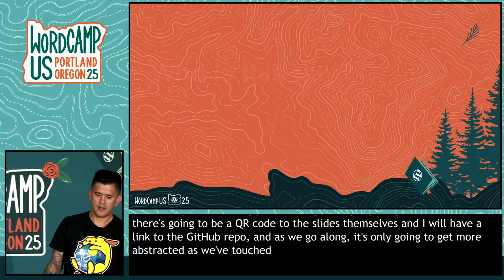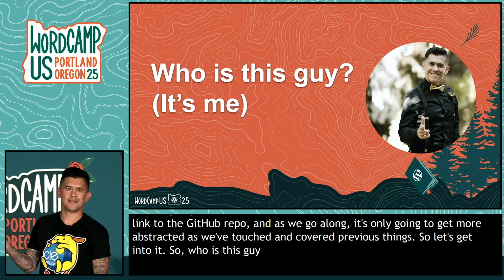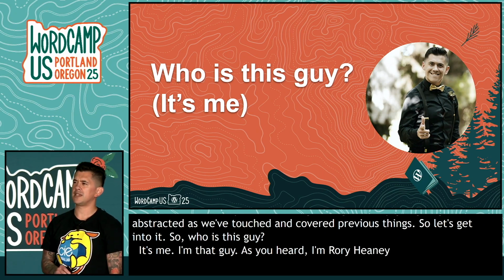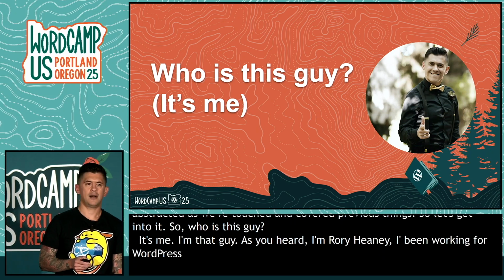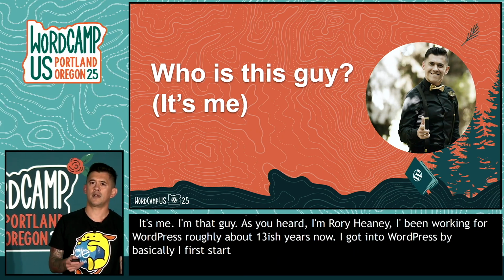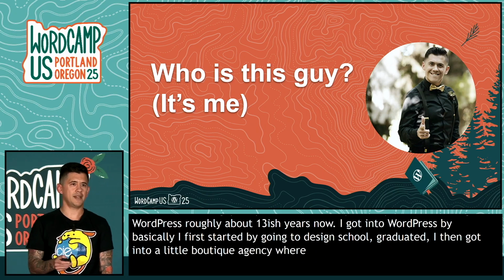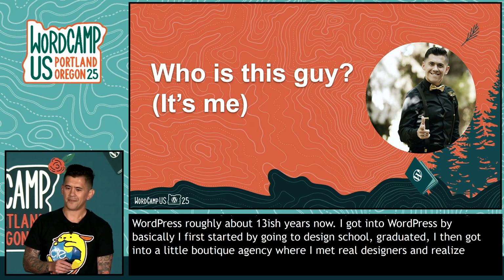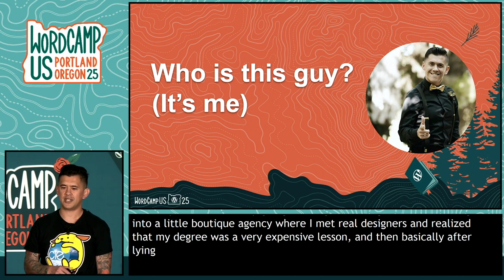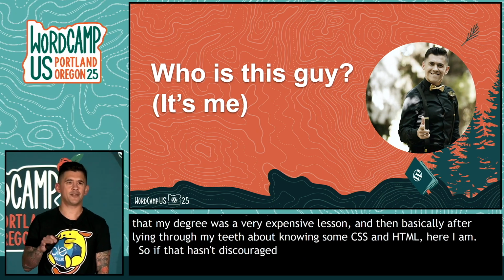So, who's this guy? It's me. I'm that guy. As you heard, I'm Rory Heaney. I've been working with WordPress roughly 13-ish years now. I got into WordPress by first going to design school, graduated, then got to a little boutique agency where I met real designers and realized that my degree was a very expensive lesson. And then after lying through my teeth about knowing some CSS and HTML, here I am. So if that hasn't discouraged you about my qualifications for being here, don't worry, there's still time.